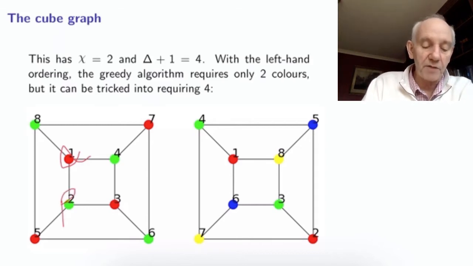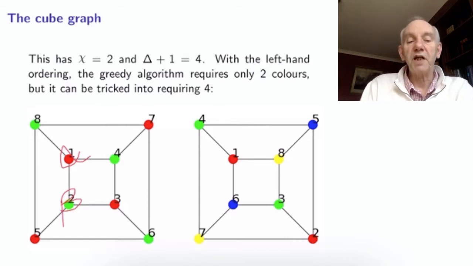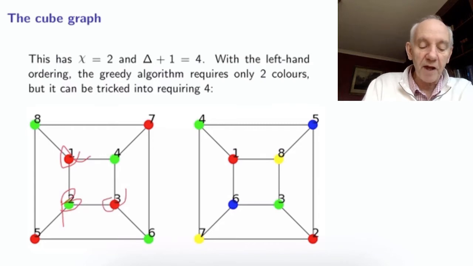We have to label that beta, the next colour in our list. Then we go to vertex 3. This is not adjacent to vertex 1, so we can use alpha again. In fact, we have to use alpha.